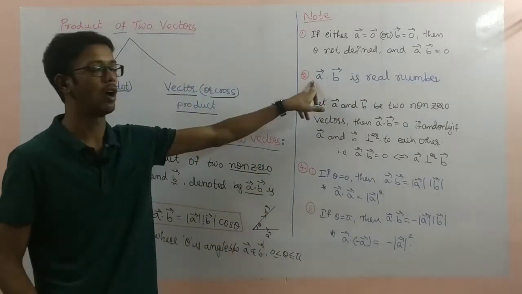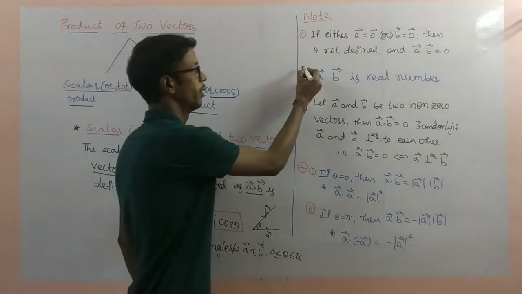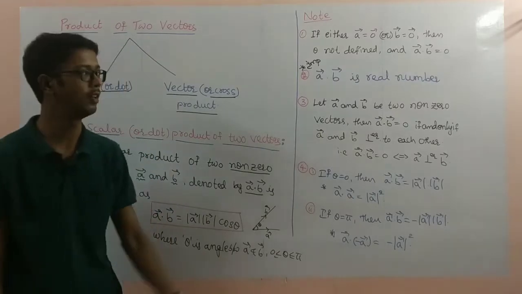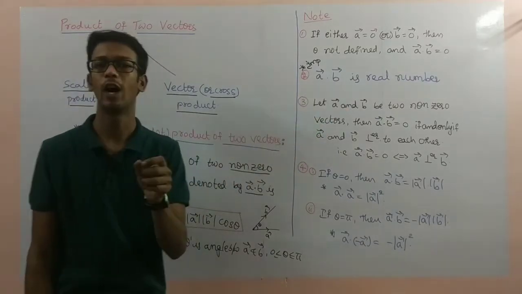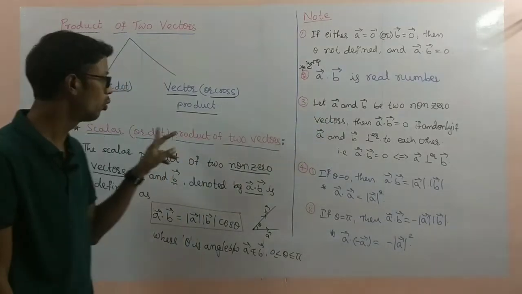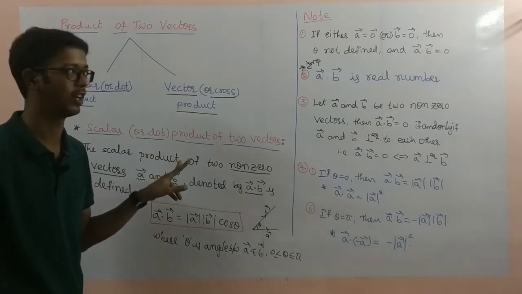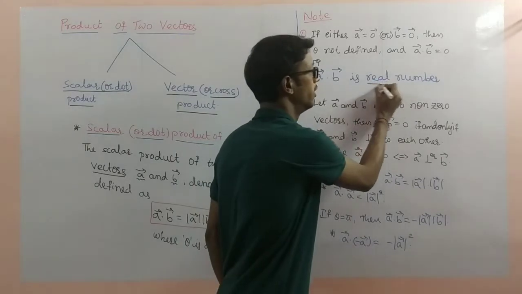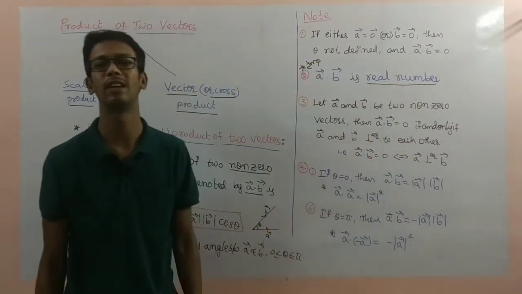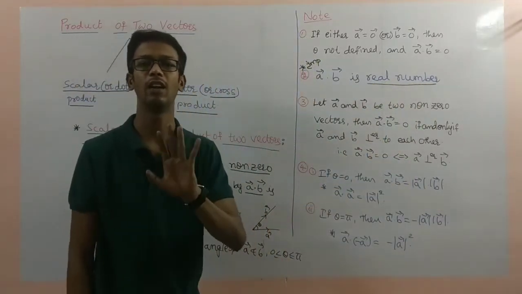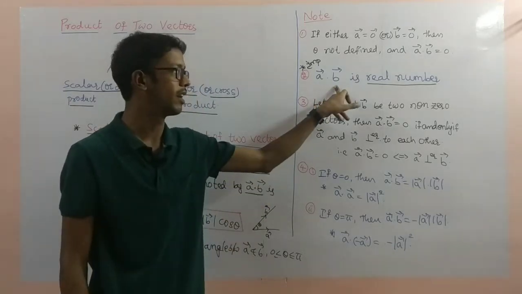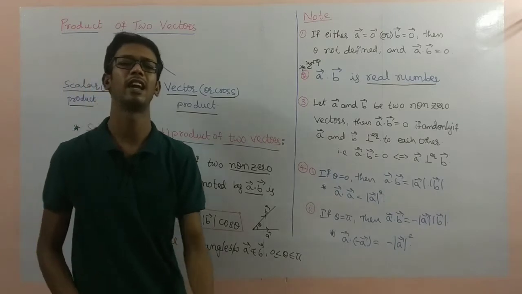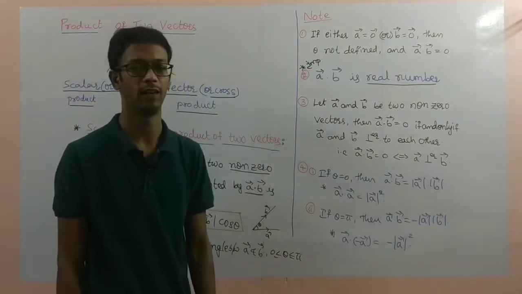Second point is very, very important here. A bar dot B bar is a real number. If you take the dot product of two non-zero vectors, the resulting value is a real number, not a vector. A real number is nothing but a scalar, so you will get one scalar quantity.